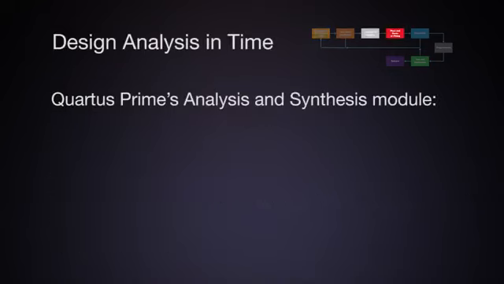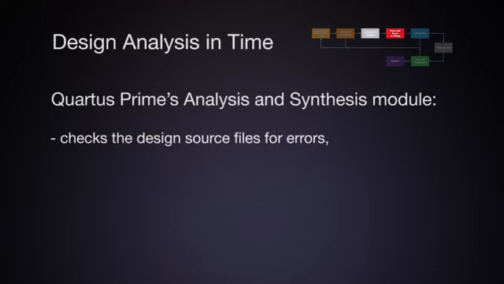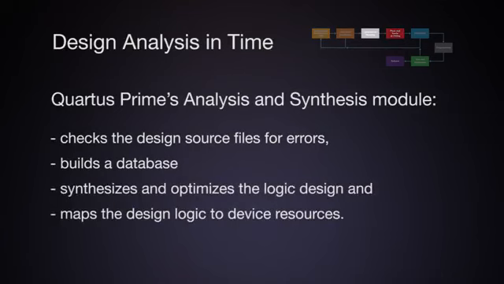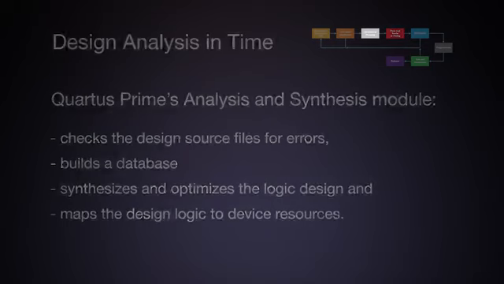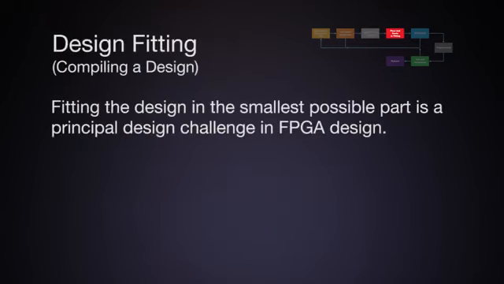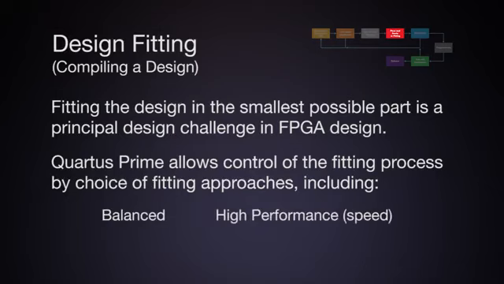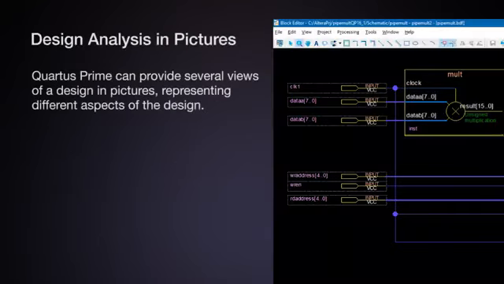Quartus Prime's Analysis and Synthesis module checks the design source files for errors, builds a database that puts all the design files in a hierarchy, synthesizes and optimizes the logic design, and maps the design logic to device resources. Fitting the design into the smallest possible part is a principal design challenge in FPGA design. Quartus Prime allows control of the fitting process by choice of fitting approaches, including balanced, high performance for speed, low power, and small area.